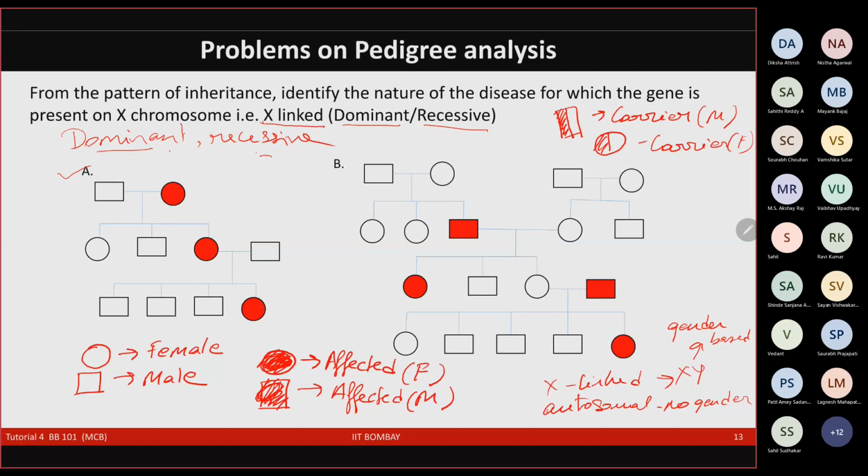So as a general rule of thumb, if you're saying that a person in every generation is being affected, it means that automatically it is a dominant gene. And here you are seeing that all the females specifically are affected, like none of the males are affected. So automatically this becomes X-linked dominant.